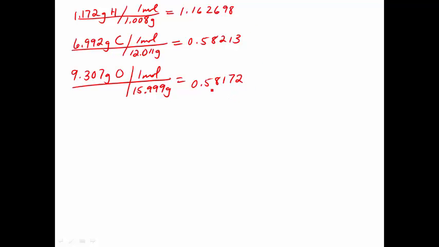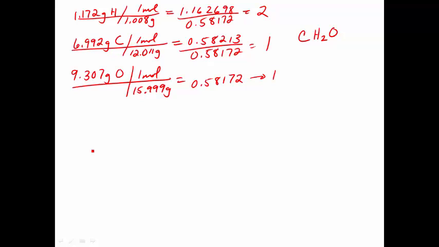Okay, so here's our smallest. It's going to be 1. That's going to be about 1, and then this one is going to be approximately 2. So my empirical formula then is going to be CH2O.